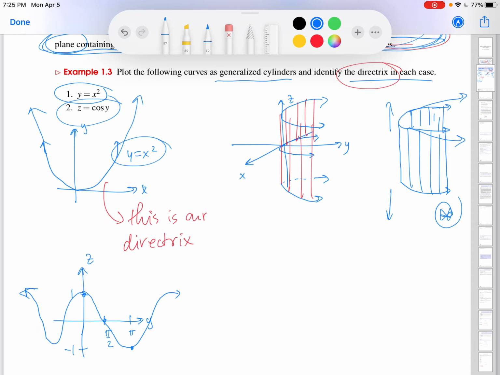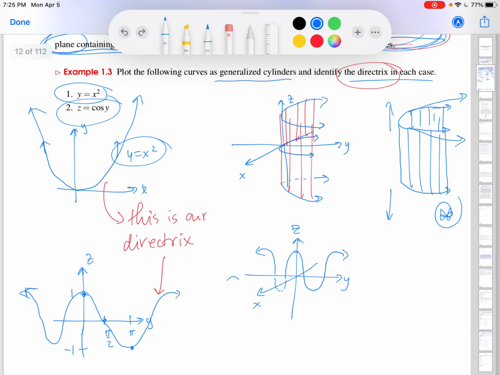So this is z in terms of y. I haven't specified x. So once I translate this to the x, y, z plane, here is my cosine graph in the z, y plane. And now I haven't specified x. So the rulings here are perpendicular to the plane containing the curve. The curve in this case is z equals cosine y. That's our directrix. The plane is zy. So the rulings are perpendicular to that plane, which is in the x direction.